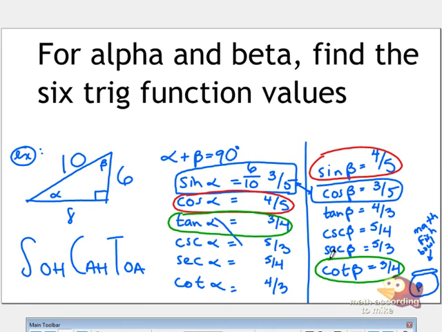So I'll say it again. The sine of alpha is the cosine of beta. The cosine of alpha is the sine of beta. The tangent of alpha is the cotangent of beta. So there's a prefix there that keeps occurring. What's that? Co. So this prefix co. There's something going on there. I wonder what it is.